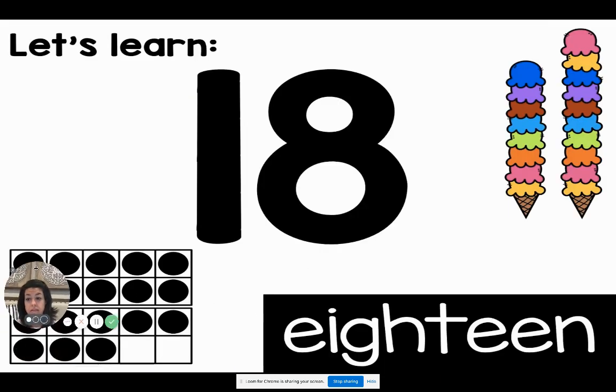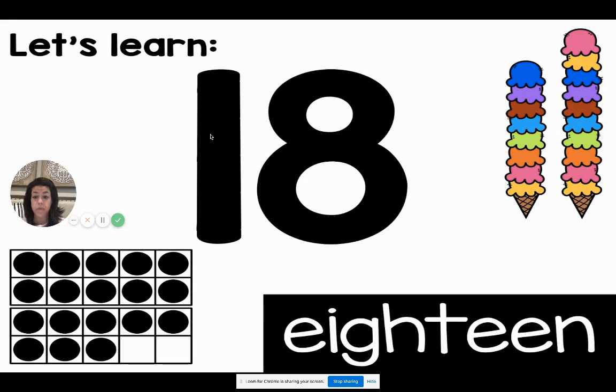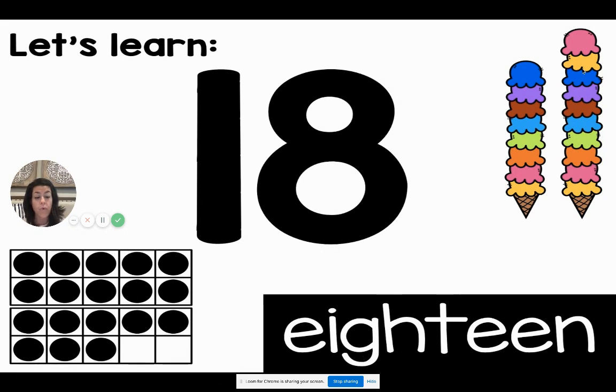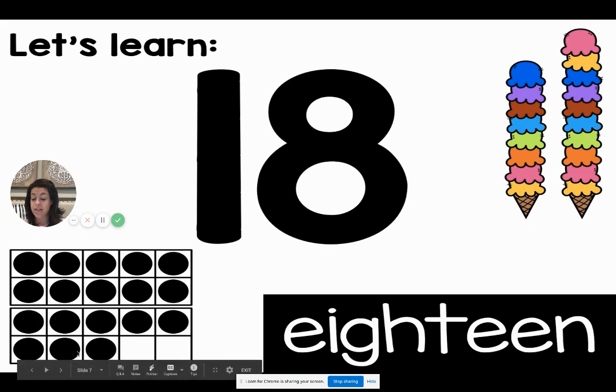Let's learn about 18. It is a 2-digit number. So we have a 1 and an 8. And the 18 right now is in standard form. Down here, 18 is in word form. We have 1 group of 10 ice cream scoops and then 8 scoops on their own. We have on our 10 frame an entire group of 10 dots filled and then 8 dots extra. So that gives us 18.